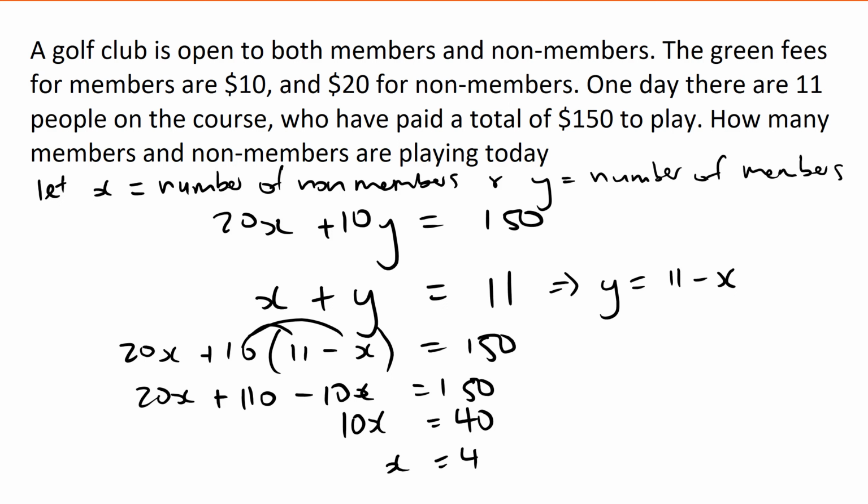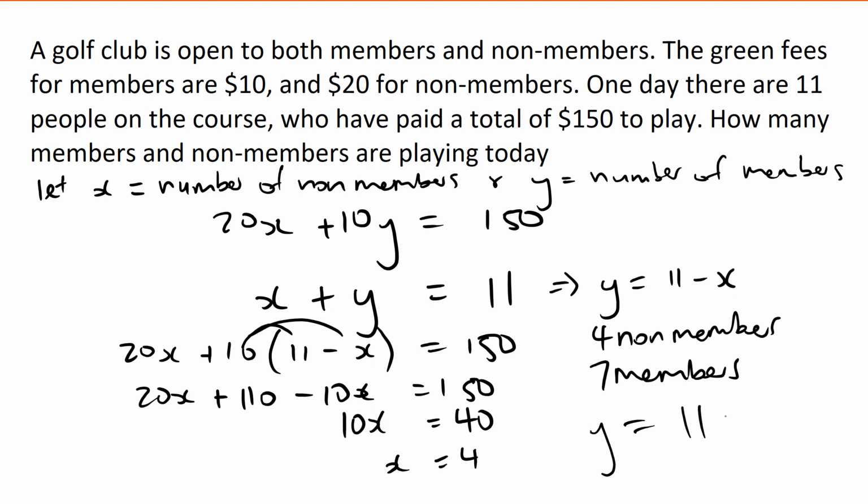What does x equals 4 represent, Toby? The number of non-members who played that round. So if there are 4 non-members who played that round, what does that mean? 7. How did you get 7? You went y is 11 minus the 4. You did it in your head because you knew the context. So hopefully that context helps you understand what you're doing without the context.